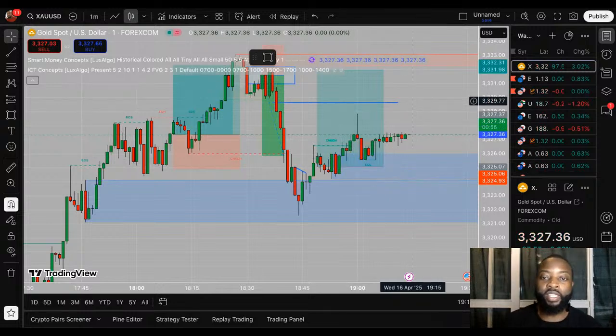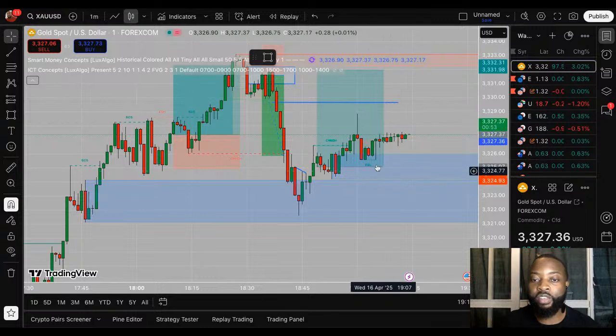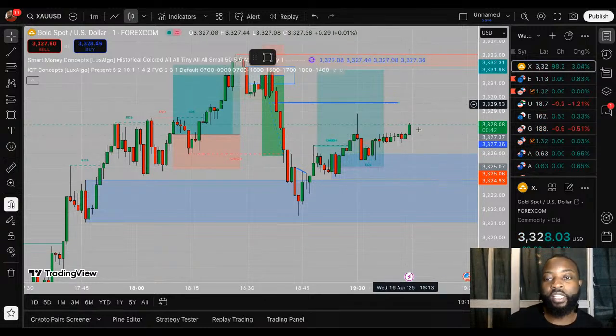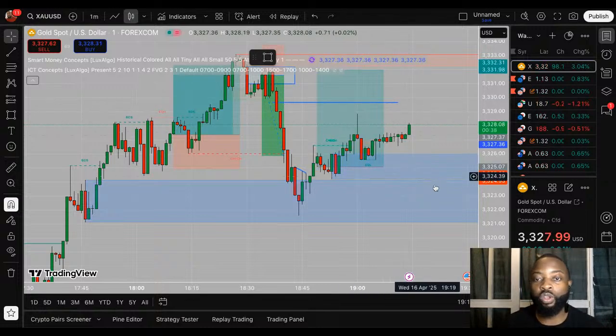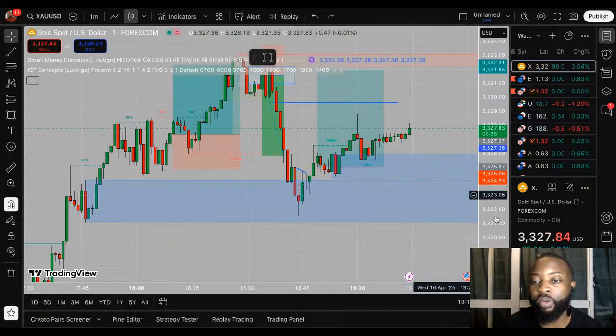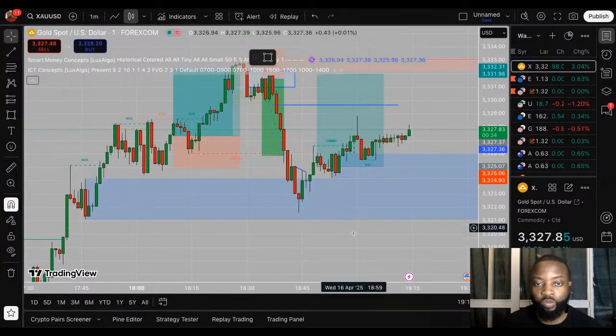Okay, so at this level, we are stopped at break even here. So if this market comes back here, we're not going to lose anything. We are back to zero. But what we're hoping for is for the market to reach our target, which was a target of about 1 to 1.9. Okay, so this is very, very important.